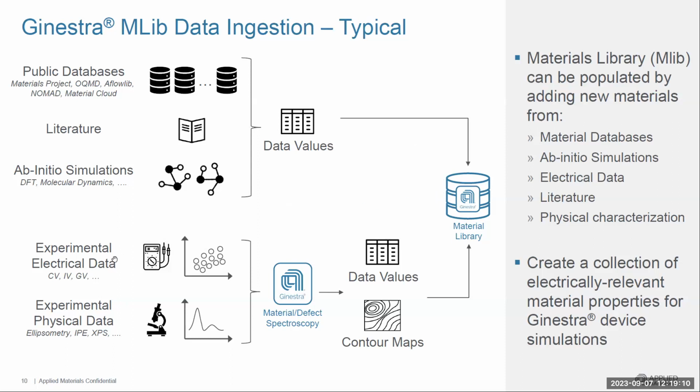Another source of data can come from experiments. As I was saying, what we do with the defect spectroscopy is to extrapolate the material properties from the electrical curves that we give as input to Ginestra, and that are also used to populate the material library.